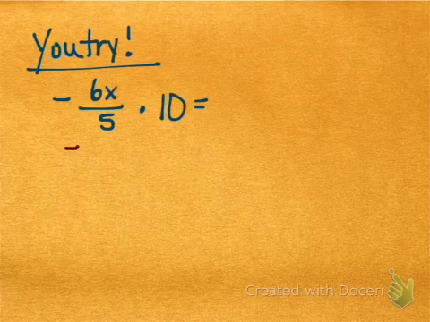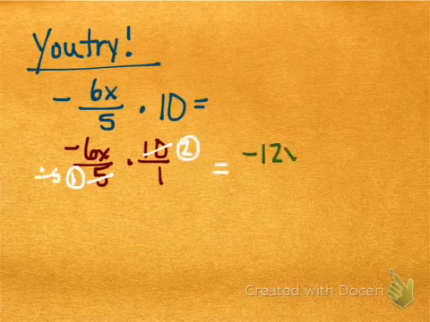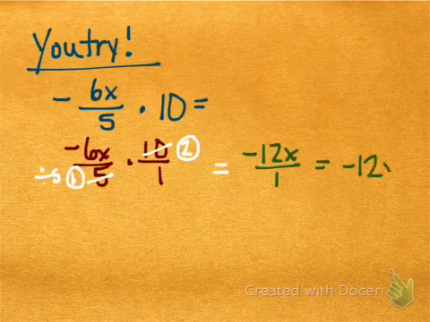All right, how'd you do there? That negative goes in the numerator. Negative 6x over 5 times 10 over 1. Hopefully you remembered to put that as a fraction. Now, can you cross cancel? Yeah, with the 5 and the 10 for sure. Divide by 5, and now multiply your numerators. Negative 6x times 2 is negative 12x, and 1 times 1 is 1. And negative 12x over 1 is the same as negative 12x. Did you get it? All right, not bad, people. Not bad.